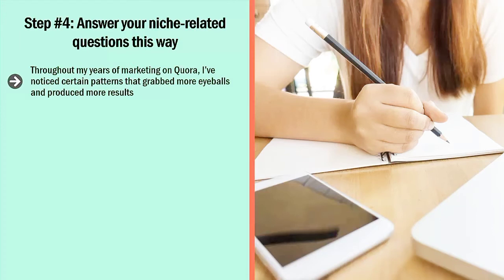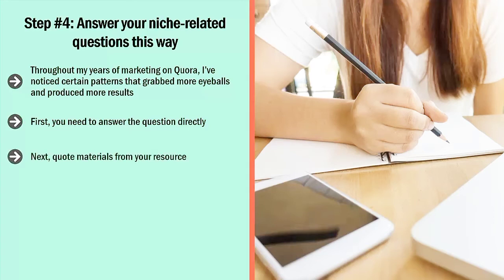Throughout my years of marketing on Quora, I've noticed certain patterns that grabbed more eyeballs and produced more results. Your answers should fit the following pattern. First, you need to answer the question directly. Read the question several times. What are they asking? What are they not asking? Are there any limits to the answers that they're looking for?